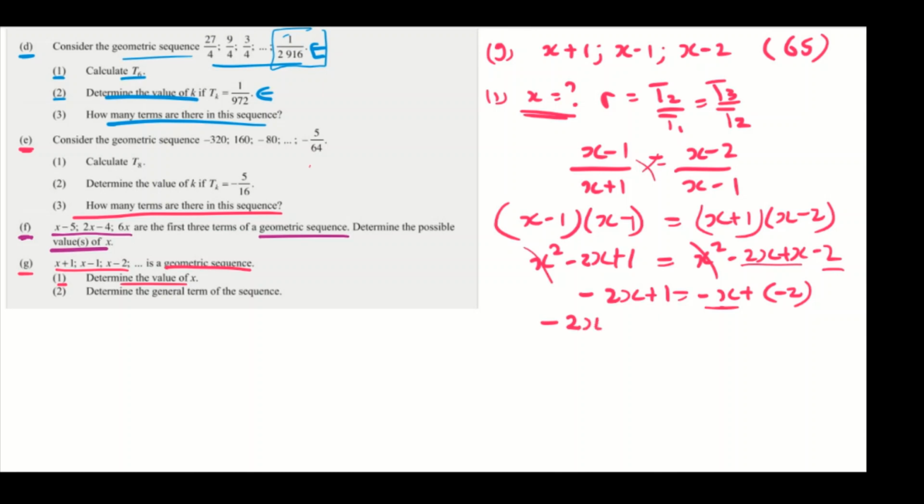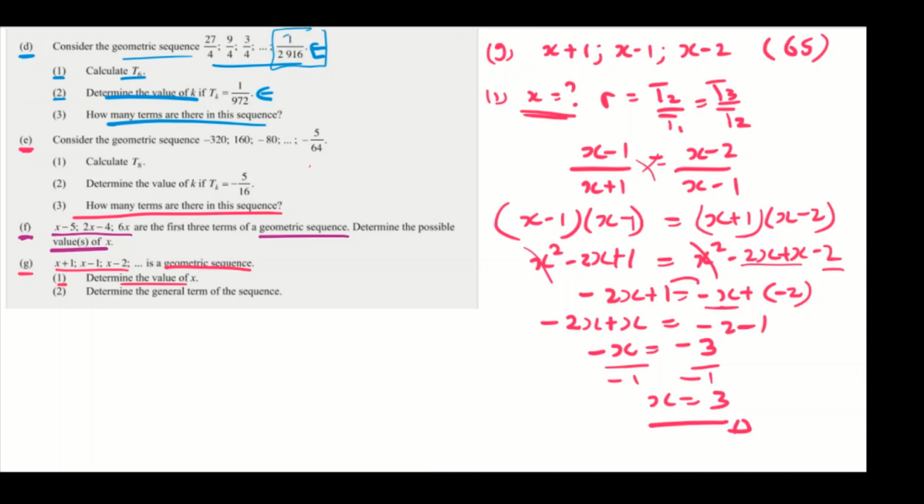We have minus 2x plus x equals, to this one to the other side, we have minus 2 minus 1. We have minus x equals to minus 3. And divide by negative 1 both sides. So x equals to 3. So that is your value of x for this problem here.